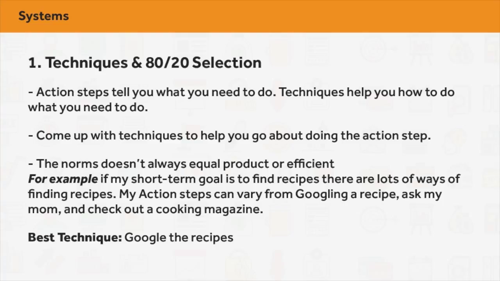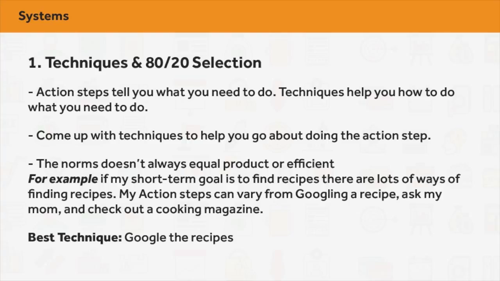Okay, number one, techniques and the 80-20 selection. Action steps tell you what you need to do. Techniques help you know how to do what you need to do. They help you know how to go about doing that specific action step. A technique is the method or approach you will use to achieve your action step. You need to come up with at least 3 techniques, and the reason why I say 3 is because you need to cut away the techniques that will waste your time and only use the one that will give you the most results with less effort.